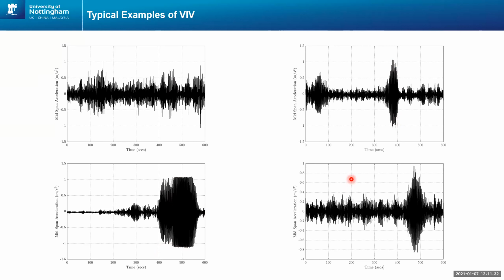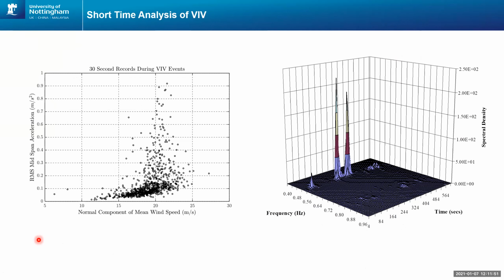But typically, it's a response that builds gradually over 30 seconds or so, reaches a maximum, sustains that for a short period, and then decays away again. But clearly, looking at those 10-minute records, the data is non-stationary, and we need to take that into account when we process the data. So we did data analysis, which involved chopping the records up into shorter duration.